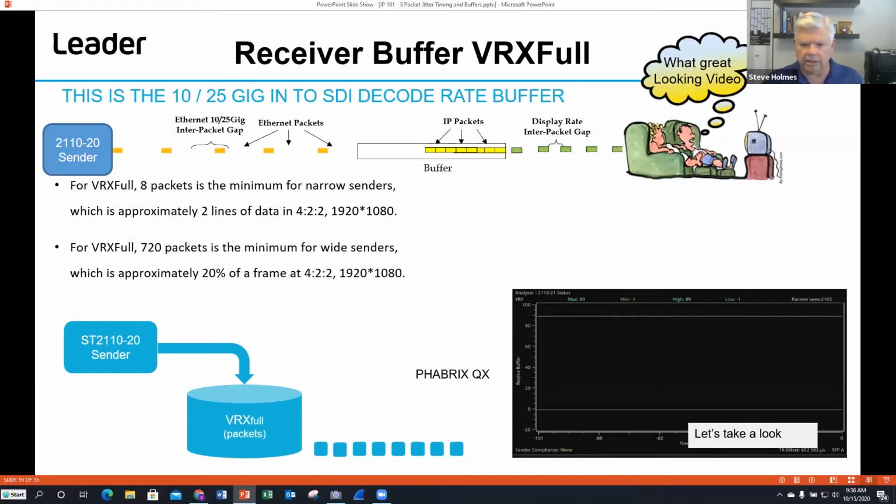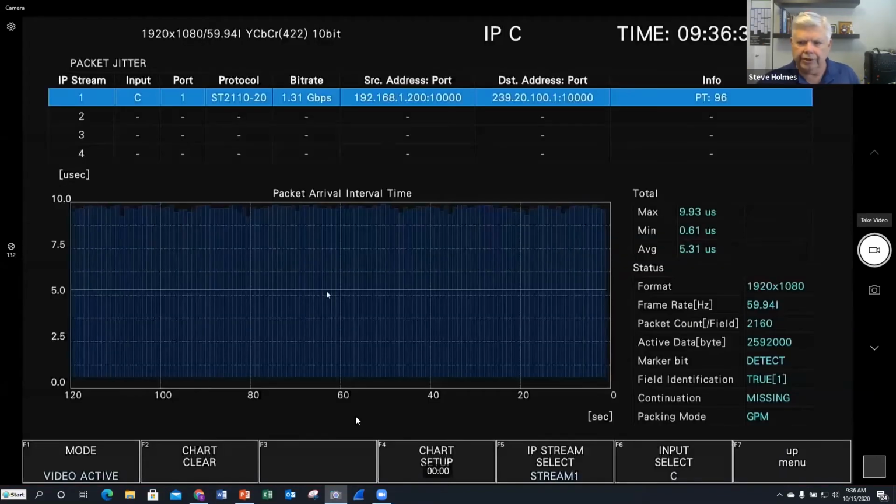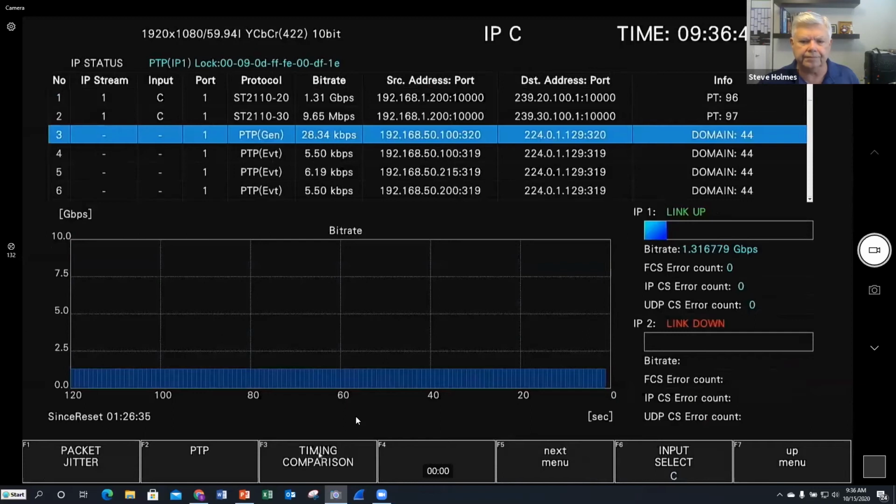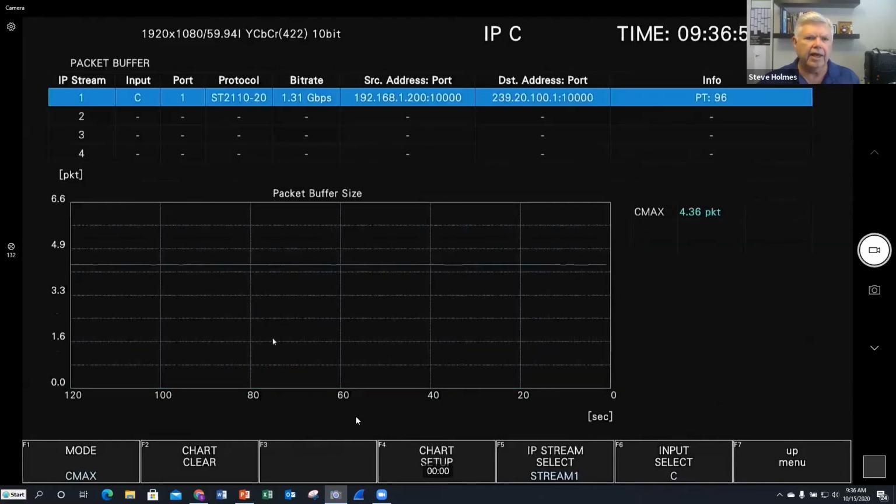So again, let's go jump over here, and we can go off of our packet flow screen and go over here to buffers. And so we can look at our CMAX, which is the 10 gig to 10 gig output, making sure that that's nice and meeting within that roughly 4 packets. So this is just coming over just a little bit.